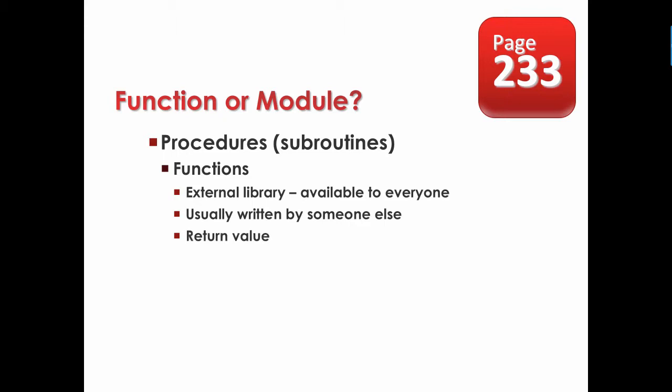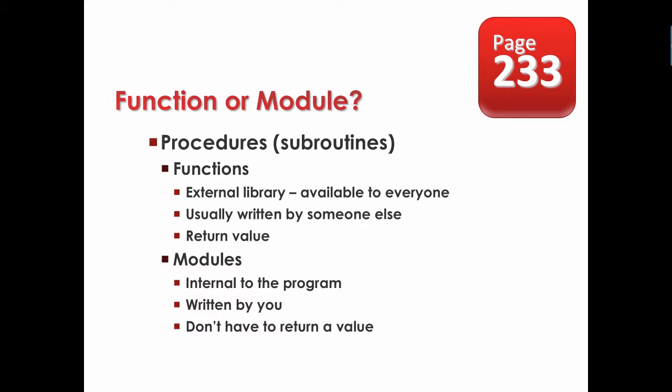So if you took a square root of a number, then that square root would actually return itself to the main, so it could be used by something else. Modules, however, are usually written by you. They're internal to the program, and the nice thing about that is they're totally customizable. They go along exactly with what you want to have done, and they don't have to return a value. They can actually do something like print a whole page. If someone has that option in the menu, they can print the ledger out or whatever you want to do, and then come back and not have to return any value.